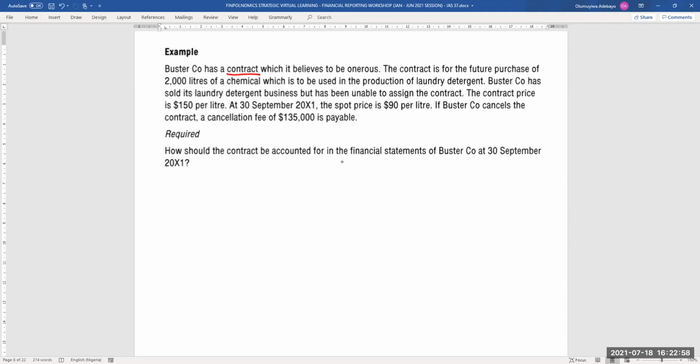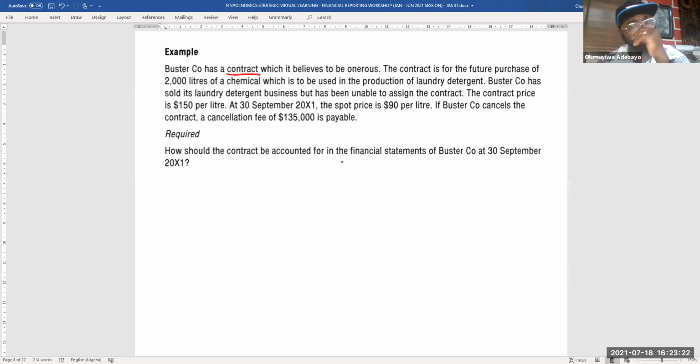I think I'm looking at that. So it is onerous because Buster has sold the laundry detergent business, but has not been able to assign it. So it cannot execute the contract again, and it has actually incurred costs which it cannot recover. So I think that is what is onerous about it.